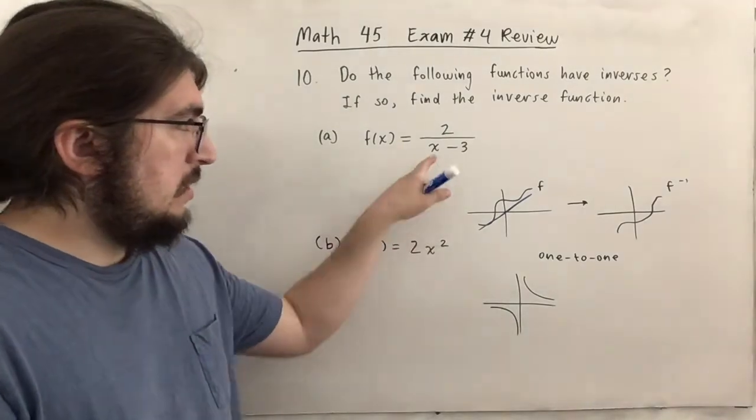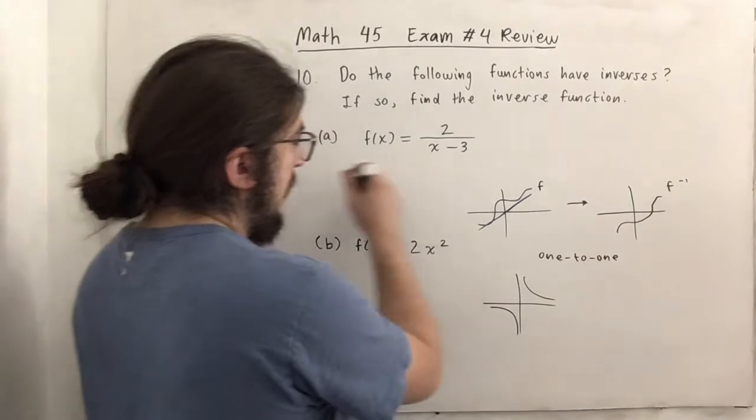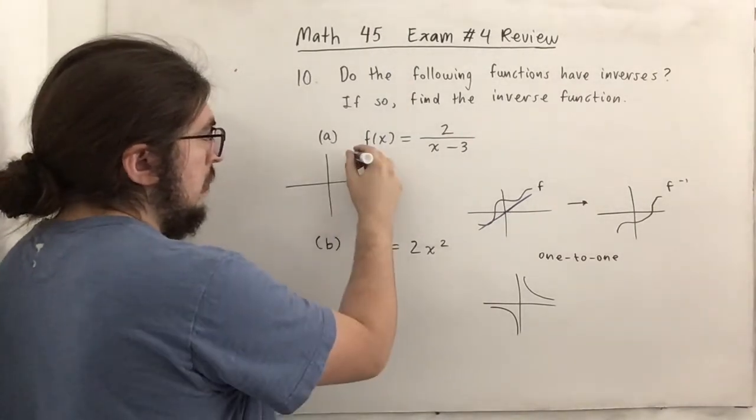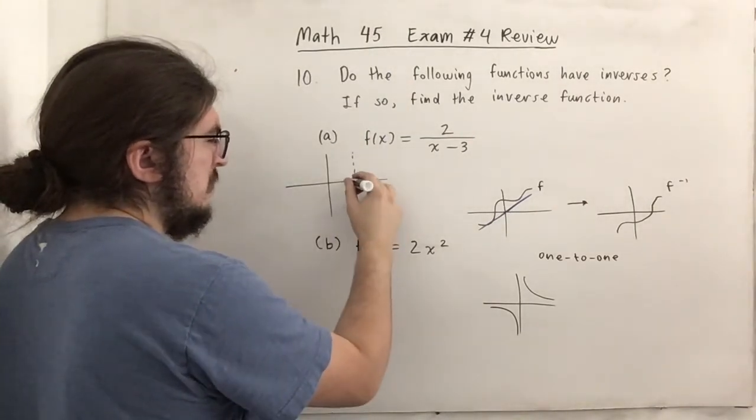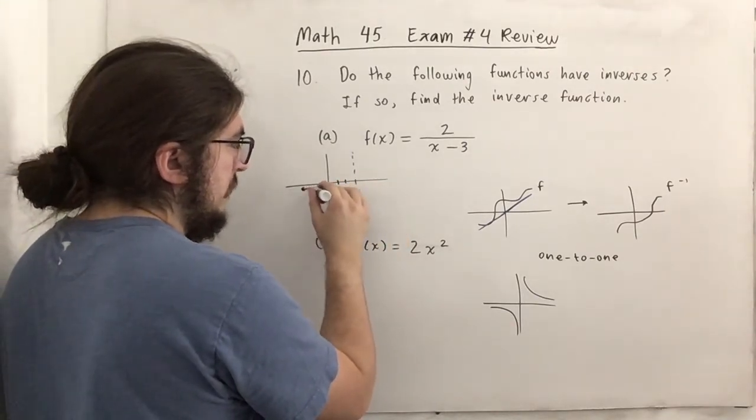And in fact, it makes sense because the vertical asymptote would be when the denominator is 0, which is at x equals 3. So the graph of this is actually going to have a vertical asymptote at x equals 3. Let's just do that, I guess. And you'll have something like this happening.